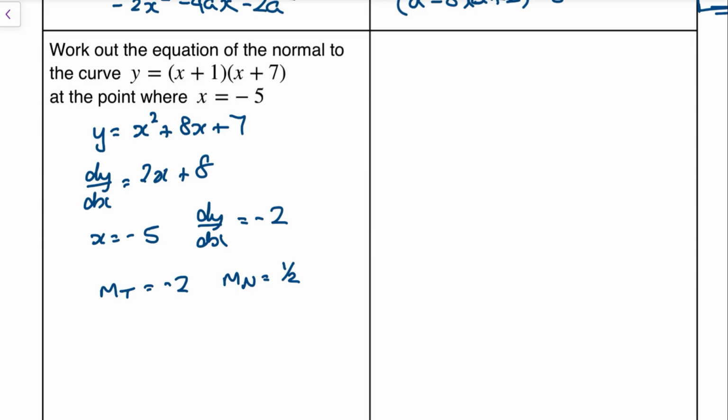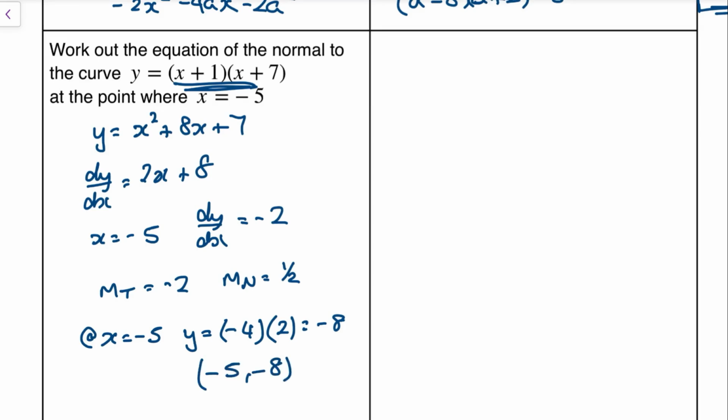I can't work out the equation of the line unless I have the y value as well. So at x equals minus 5, the y value is going to be, and I'm going to put it into the coordinate equation. So minus 5 plus 1 is minus 4, and minus 5 plus 7 is 2, and minus 4 times 2 is going to give me minus 8, which means my coordinate is minus 5, minus 8. Oh, there's a lot to this question, isn't there? Let's bring all this together.